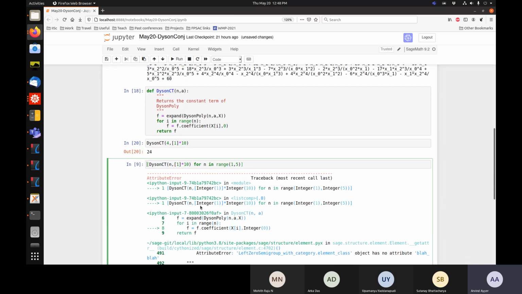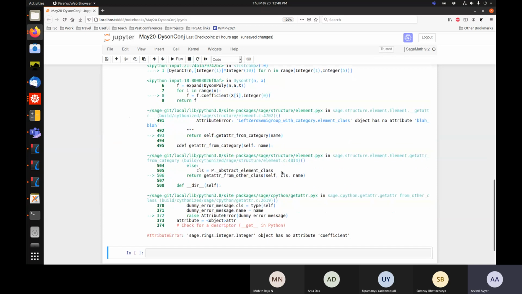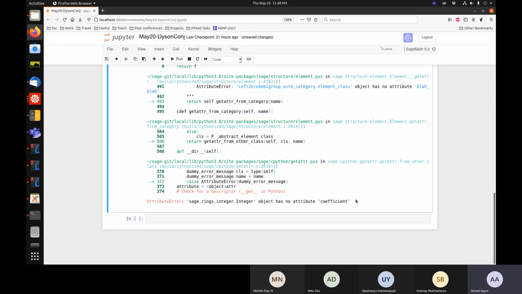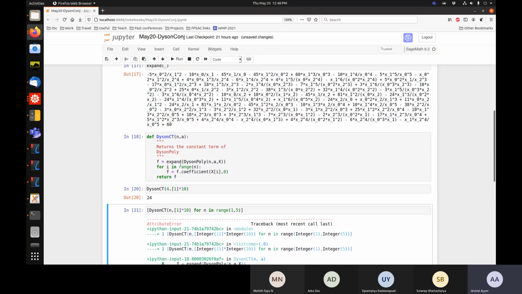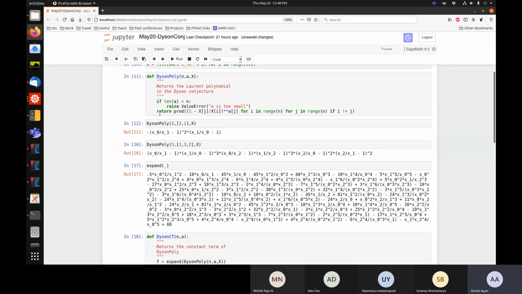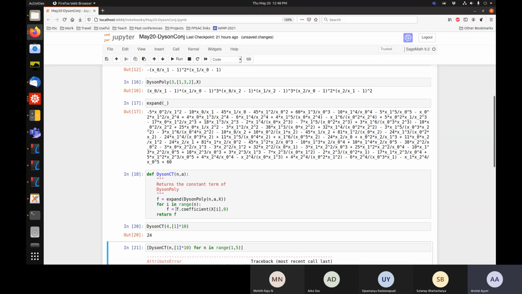Unfortunately, there's some problem with Sage, and I'm not able to figure it out. I'm running the same thing as a loop. For every single value it works, but if I run it over the loop, it gives me some funny error. It says there is no attribute coefficient. So here what I'm doing is I'm just expanding the Dyson polynomial which I defined earlier, and I am successively taking its coefficient in each xi, and somehow Sage doesn't like it.